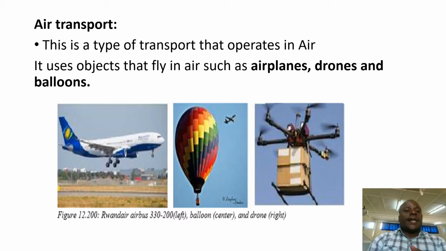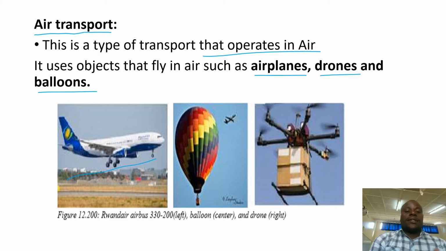Okay, this is the third form of transport. We are done with land transport and water transport. Let us look at air transport. It is a type of transport that operates in air. And definitely in air, we use objects like airplanes, drones, and balloons. If you check on the illustrations, the first one is an aeroplane, the second is a balloon, and the third is a drone.